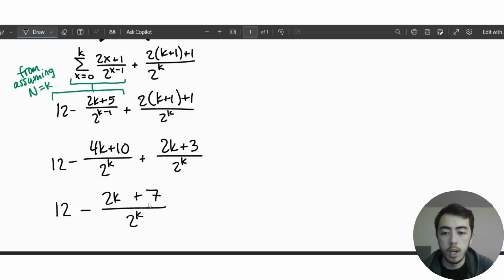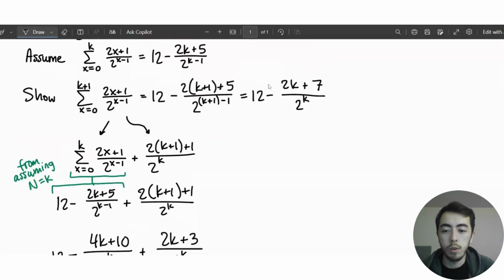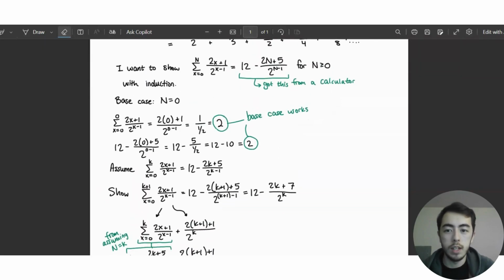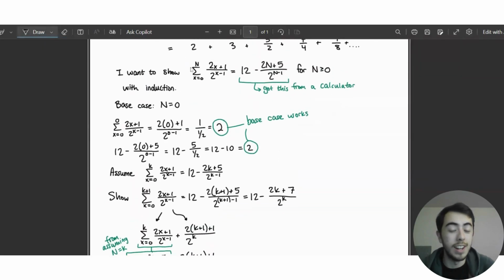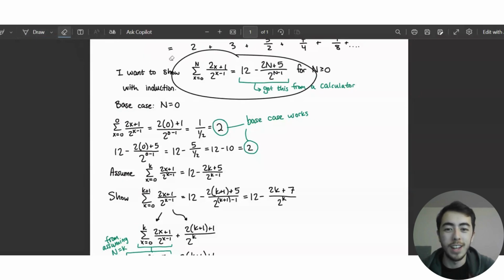And combining the denominators, I still have 2k on the bottom. So adding, or I guess subtracting these two fractions together, I get this one. And scrolling up, it's exactly what I had earlier. So I have proven by induction that this formula that I got from an online calculator does work, and it will work for any value of n that I plug in.